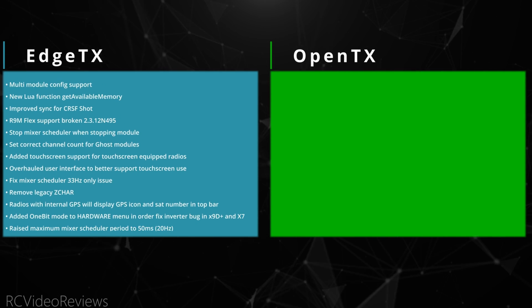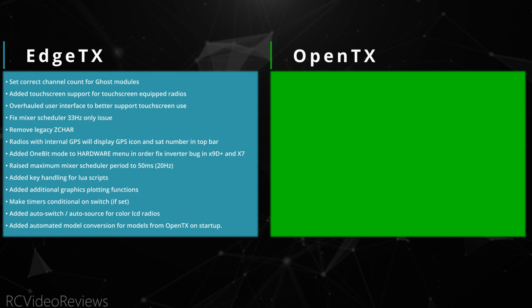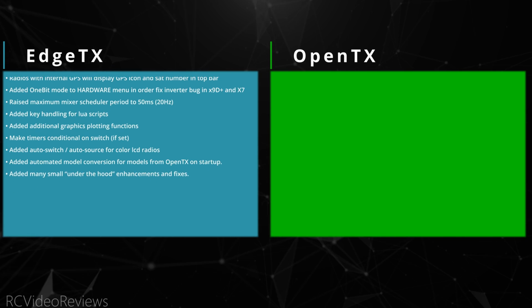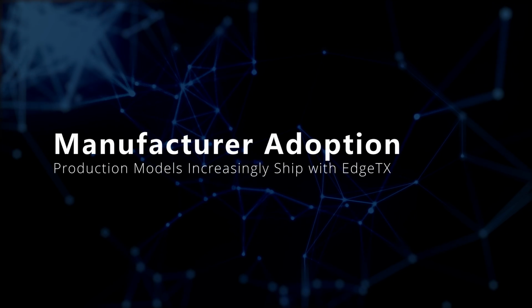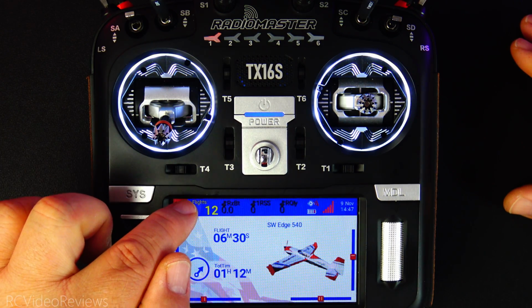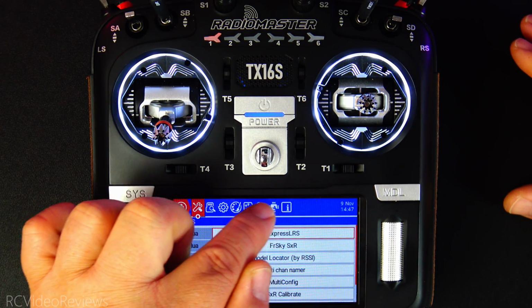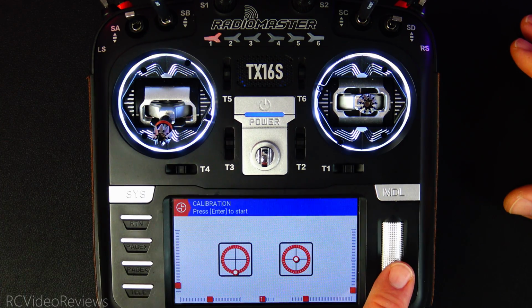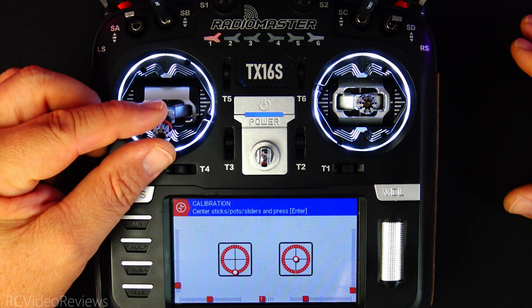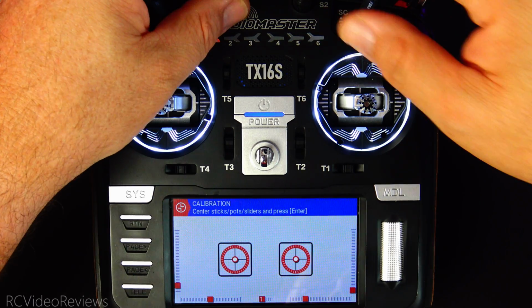While the development activity in EdgeTX might be enough of a difference to justify a switch for you, that's still not why we're here. Next up, we're going to talk about manufacturer adoption. Manufacturer adoption is a significant directional indicator because they're placing bets on the software that will best enable their product roadmap. Several new radios have been released or announced with EdgeTX as the firmware of choice.